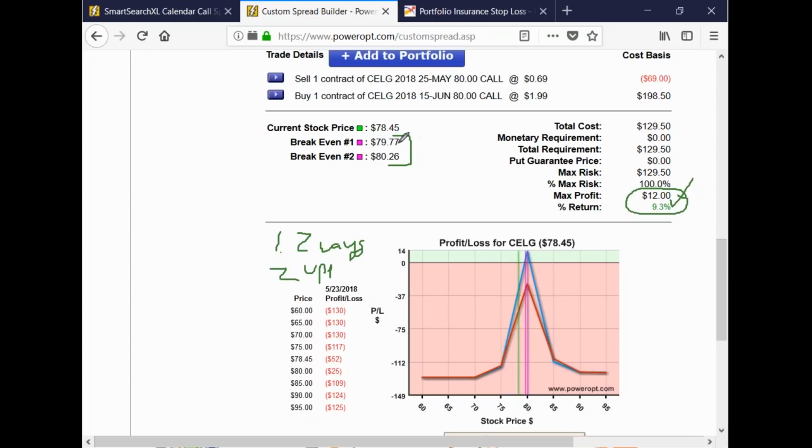But in order for that to happen, you've got a 50-cent window here, 79.77 to 80.26, not to make the maximum profit, which occurs if and only if the stock's trading right at 80. Okay, so it's a slim upper and lower break even. 2 ways to lose, small premium.